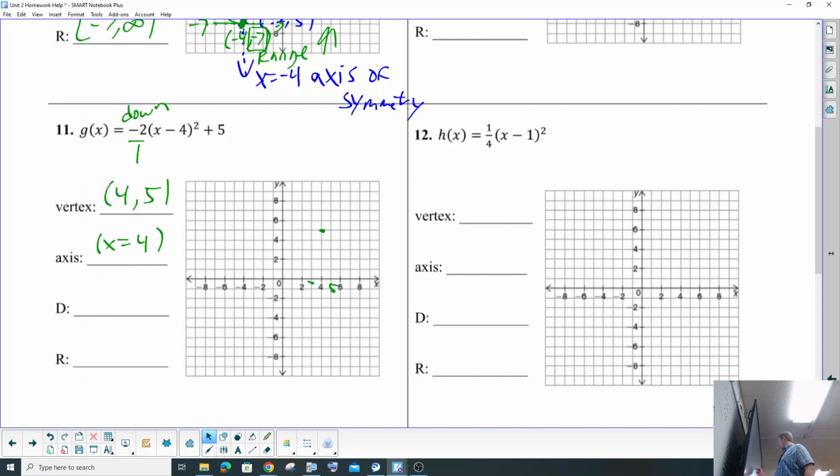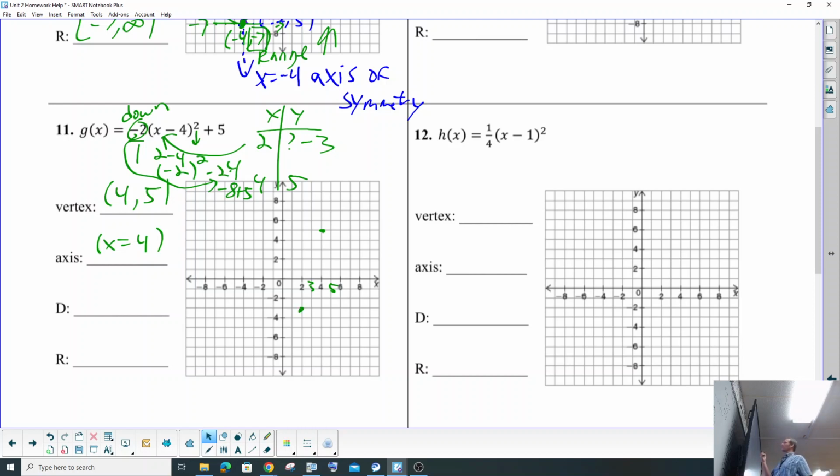So what if we plug in a 5 and a 3 and a 2? See what happens. XY table. If we plug a 4 in there, we get 5. But what if we plug a 2 in? 2 minus 4 is negative 2. Don't forget, we have to square it, and we also have negative 2 on the outside. So negative 2 squared is 4, times the negative 2 is negative 8. And negative 8 plus 5 is negative 3. So if we plug in a 2, we get negative 3 way down here.